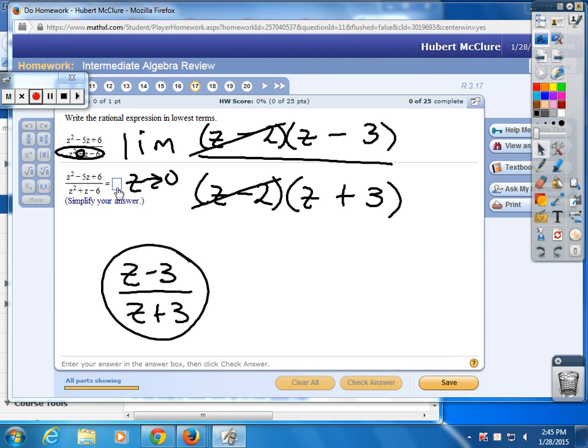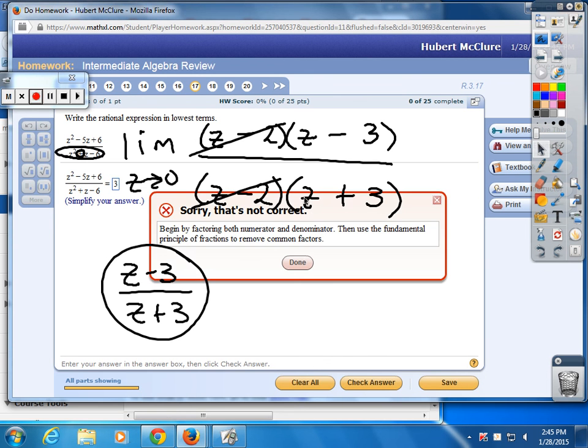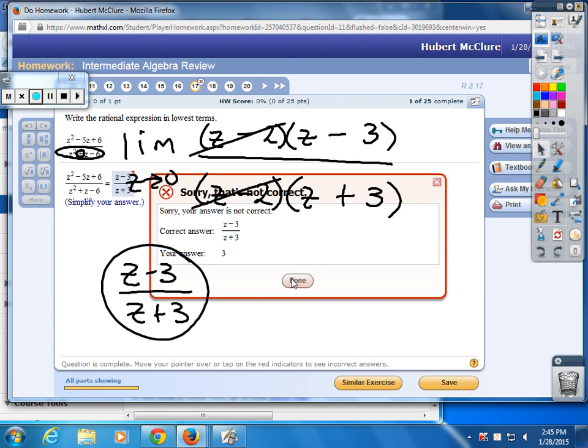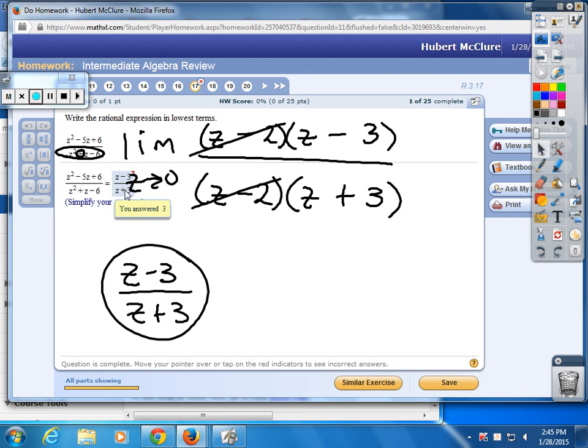Oh, well, let's check this one, make sure we're right. Check. And check. And there's the answer: z minus 3 over z plus 3. So you feel good about yourself.